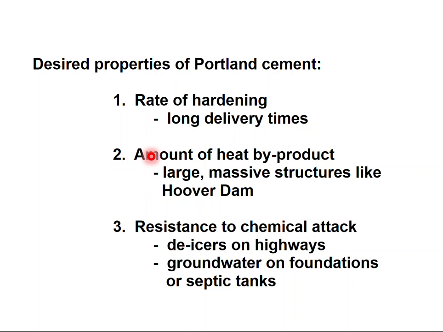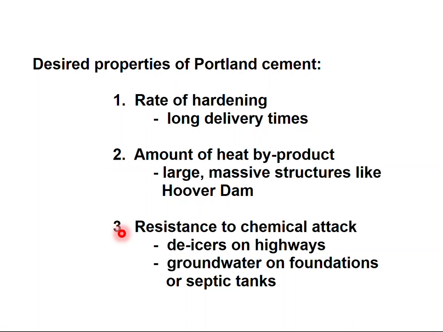The amount of heat generated during the curing process is a property, and a large massive structure like the Hoover Dam is that classic example, produced a tremendous amount of heat. So you want to minimize the heat produced, so you don't jeopardize the final product during that curing process. You can use a low heat Portland cement.